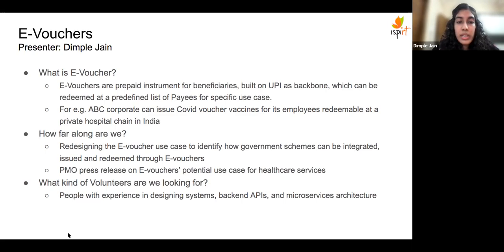What kind of volunteers are we looking for? Anyone who has experience in designing systems and microservice architecture, along with some familiarity with UPI infrastructure, would be a great fit for the team.